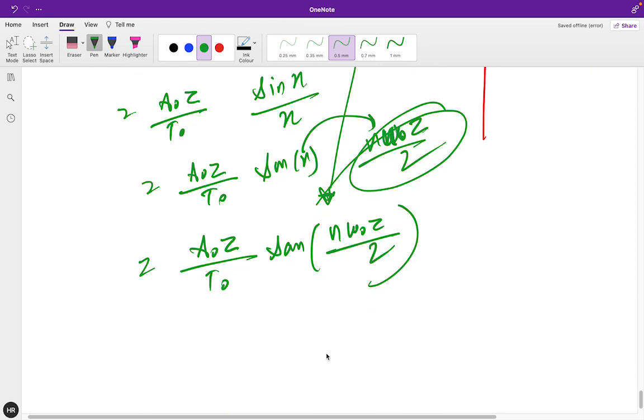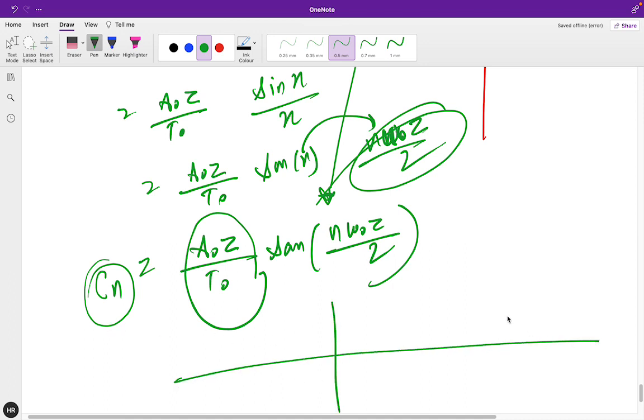Okay. Yeah. So this particular expression is your Cn value. And if this is a sampling function, how will the signal be? It will be like this. The Cn value will be like this.